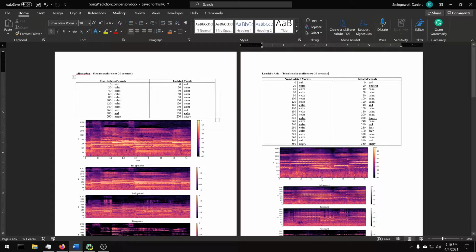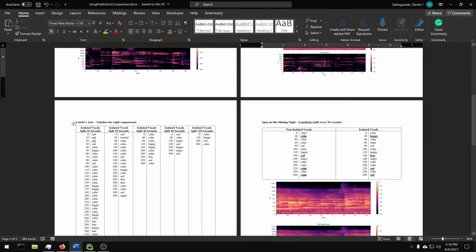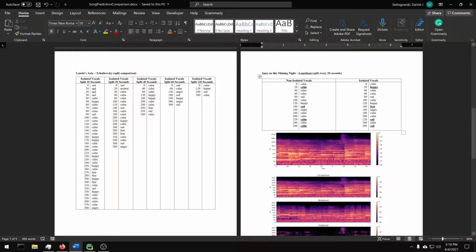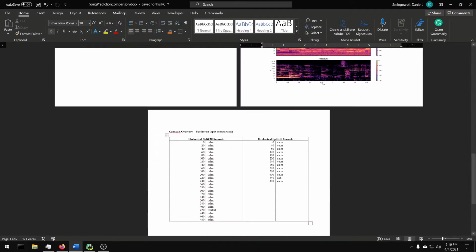So, some that are solo voice art songs with piano accompaniment, solo voice art song with orchestral accompaniment, as well as some different audio split length comparisons for splitting the wave file into different segments, as well as a full choral piece, and lastly, an orchestral example.